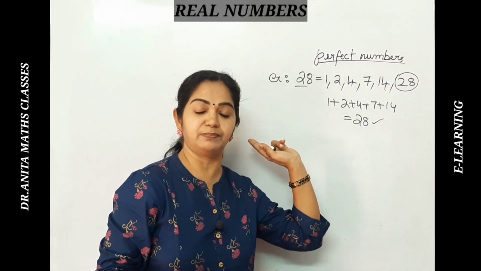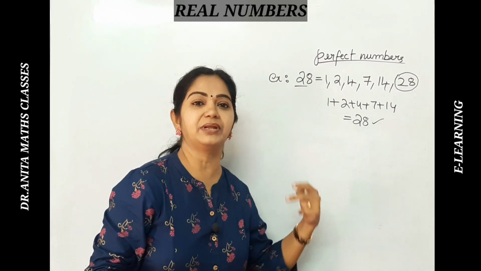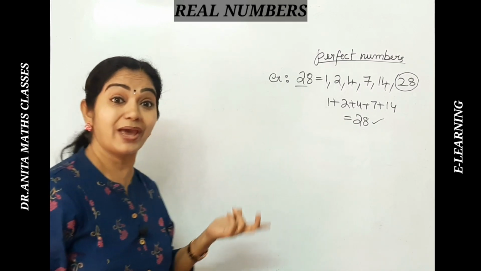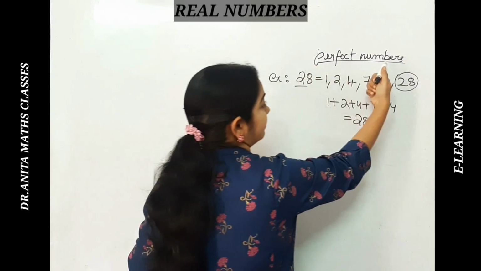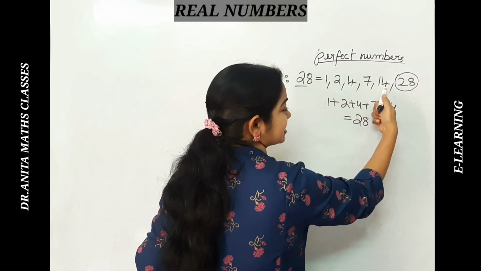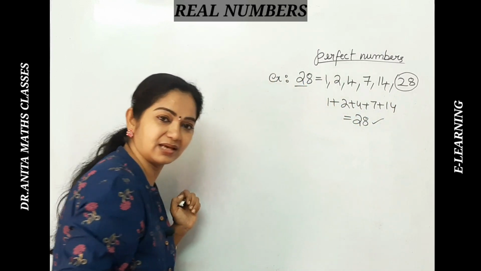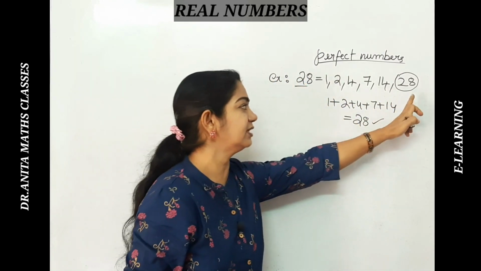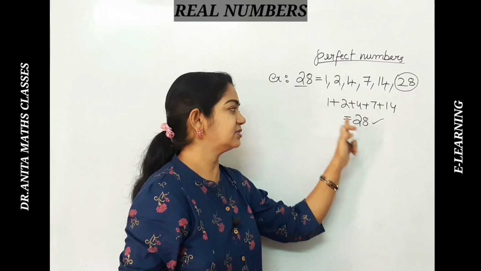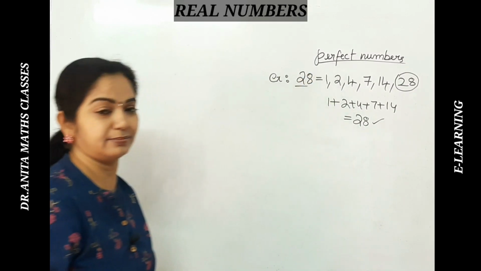Perfect squares are different. Perfect squares are those where the square root exists. Root 4 is a perfect square. Root 9 is a perfect square. But perfect numbers are the numbers whose divisors sum up to the number itself. You should not add the number itself; the other divisors you should add.